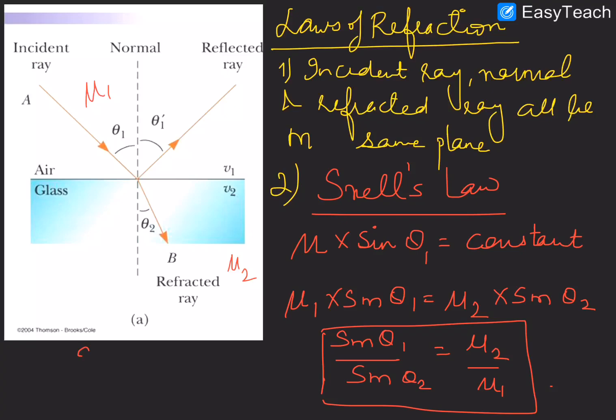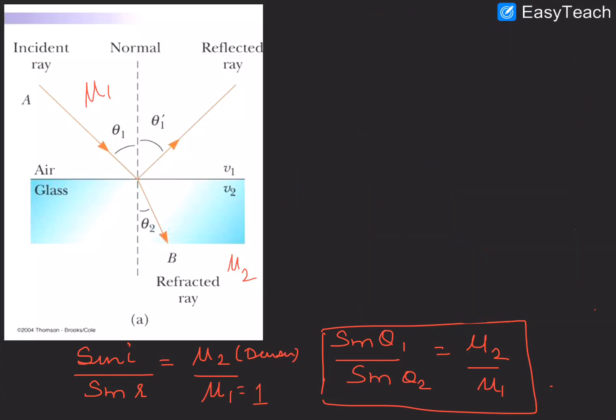Now sine θ1 is the angle of incidence, so we can write it as sine I. Sine θ2 is the angle of refraction, we can write it as R. μ2 is the refractive index of the denser medium and μ1 is the refractive index of the rarer medium, and in case of air or vacuum it is 1. So you always remember that this is the denser medium and this is the rarer medium. That means sine I by sine R is always equal to mu denser upon mu rarer, and if the rarer case is air, we'll write it as mu only.